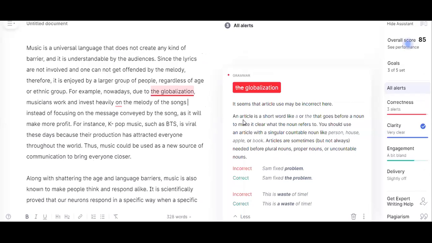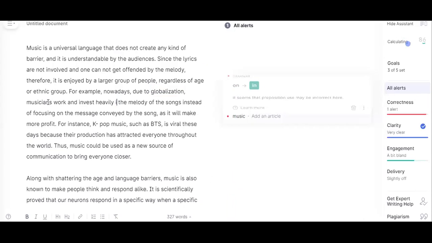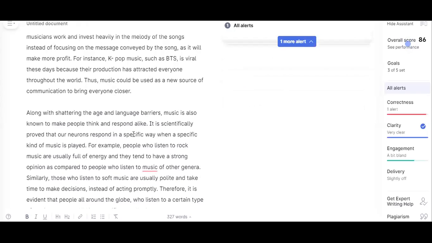So you see, they're saying that an article is a short word like a, the, that goes before a noun. To make it clear what the noun refers to, you should use an article with a singular countable noun. I don't understand, but I should remove this the. We will dig into it, why we don't write the here. Invest heavily in. They suggested us to put one article there, and I didn't understand what actually happened. It's okay, we'll talk about it. Okay, we were there.